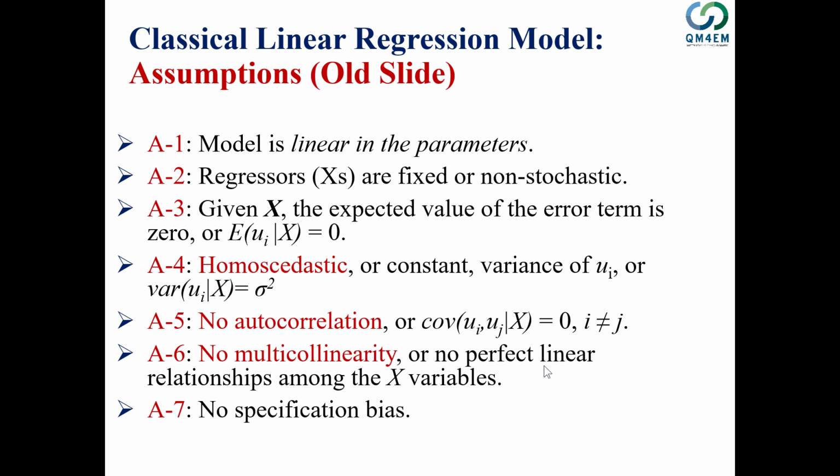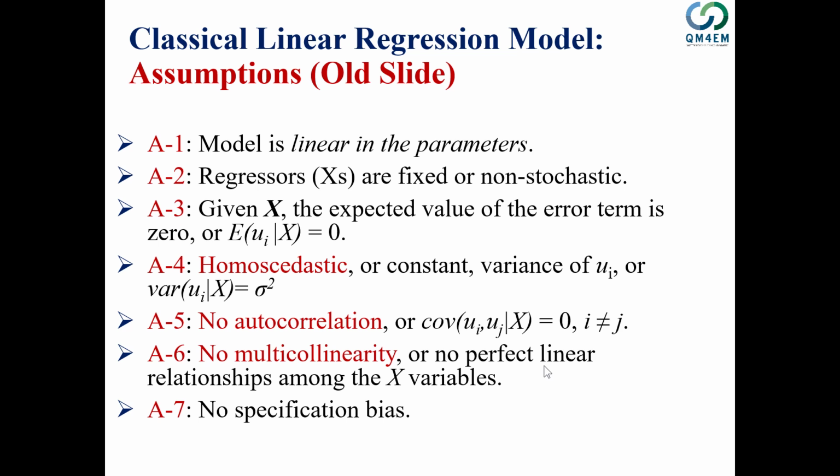model, A1 till A7, and if I quickly go through it, the first assumption says that the model should be linear in parameter. The regression model which we are going to formulate, which we are going to estimate through the ordinary least square method, requires that the model should be linear in parameter. That's the first requirement of the ordinary least square method.